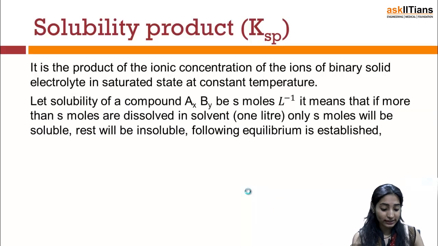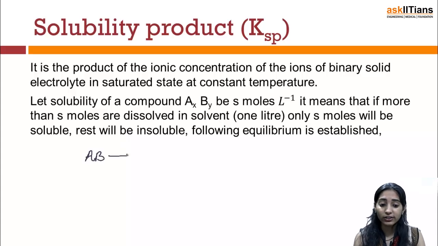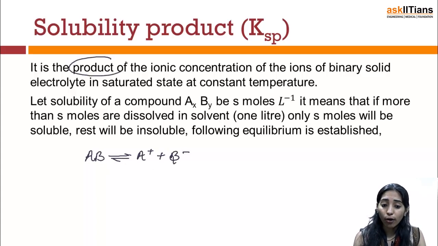Now let's move ahead to discuss a little more about what we mean by the solubility product. We say that it is the product of the ionic concentrations of the ions of any binary solid electrolyte in the saturated state at a constant temperature. Let's say, for example, I am considering a particular substance AB, which is soluble in water, so it gives A positive and B negative.